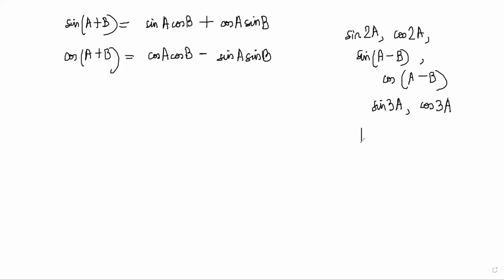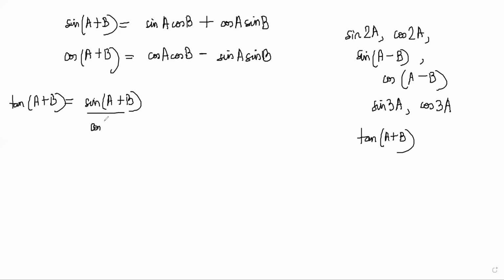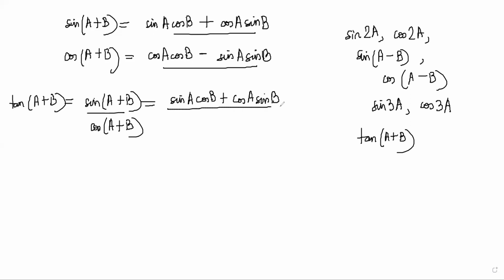Let's also find out tan of A plus B. So tan of A plus B will be sin of A plus B by cos of A plus B, right? So I'll just write sin of A plus B like this, cos of A plus B like this: sin A cos B plus cos A sin B, divided by cos A cos B minus sin A sin B. This is my tan of A plus B.